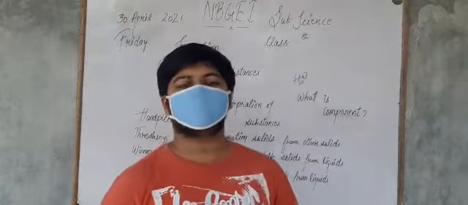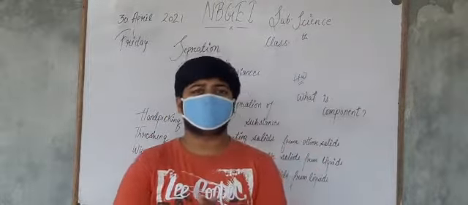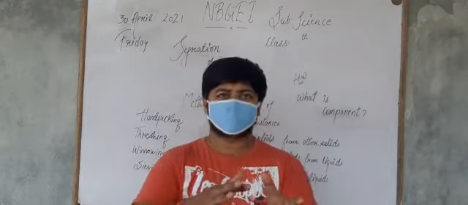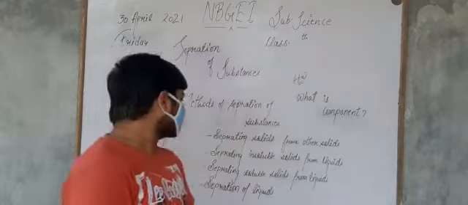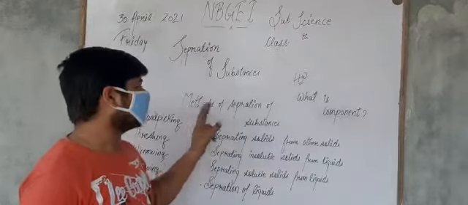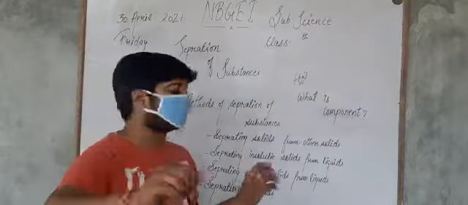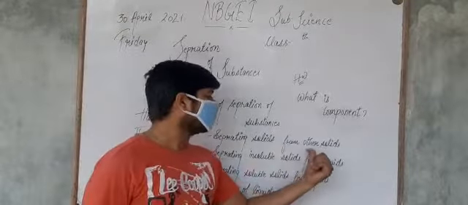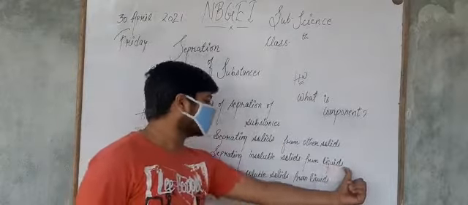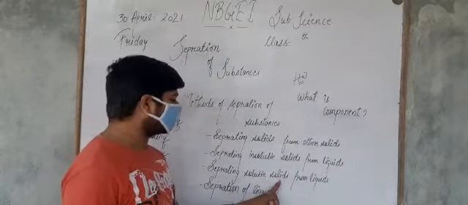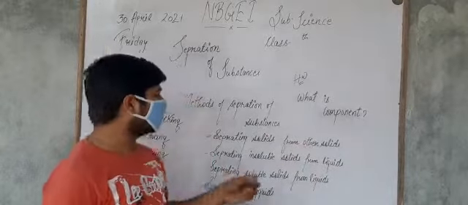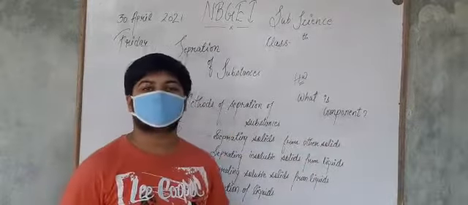If we talk about the methods by which we separate substances from each other, there are four methods. The first method is separating solids from other solids, then separating insoluble solids from liquids, separating soluble solids from liquids, and separation of liquids. These are the four methods of separating substances.